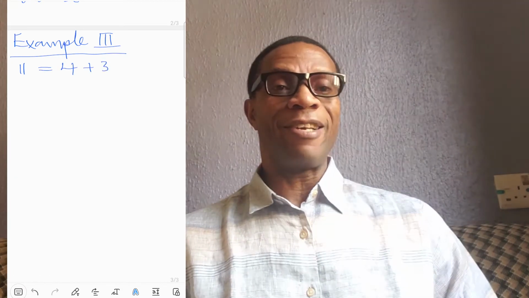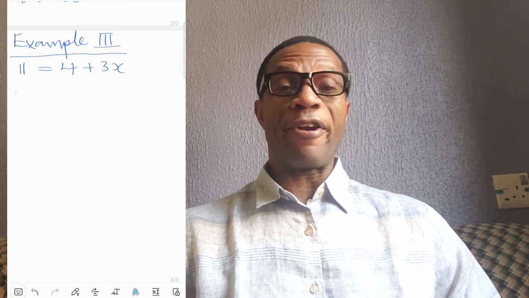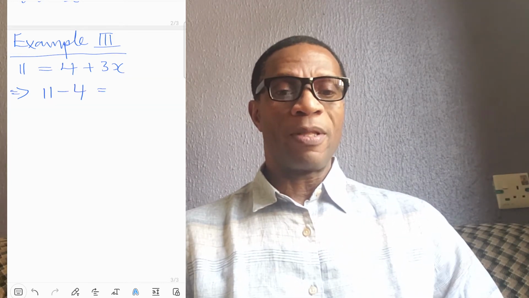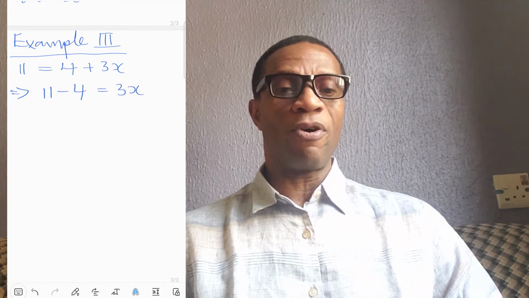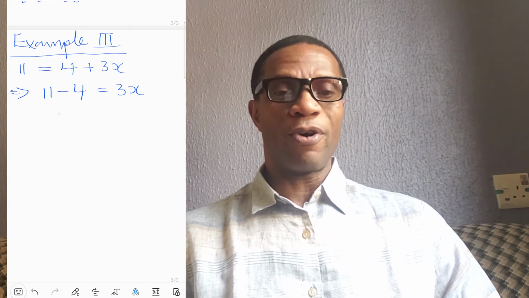Now, let's do one other example: 11 is equal to 4 plus 3x. That's the equation. In this case, since the numbers are on the left hand side and the coefficients and the variable are on the other side, we take plus 4 to the other side of the equation and it becomes minus 4. That will leave us with 11 minus 4 is equal to 3x.